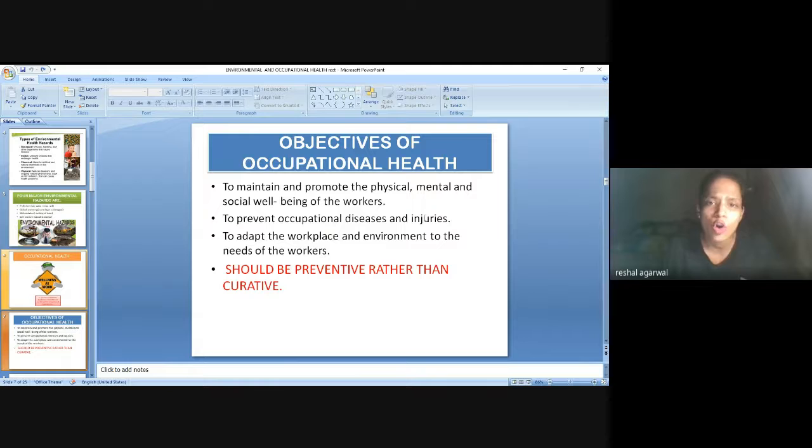Now, talking about the objectives of occupational health, it basically prevents occupational diseases and injuries, and it is also focused on how to maintain and promote the physical, mental, and social well-being of all the workers who are working at their workplace.